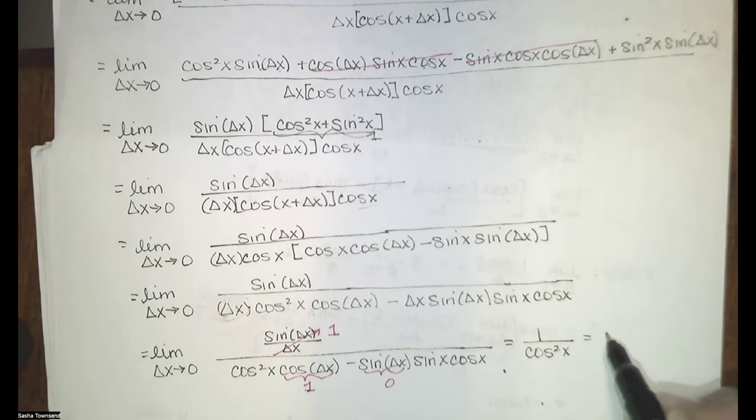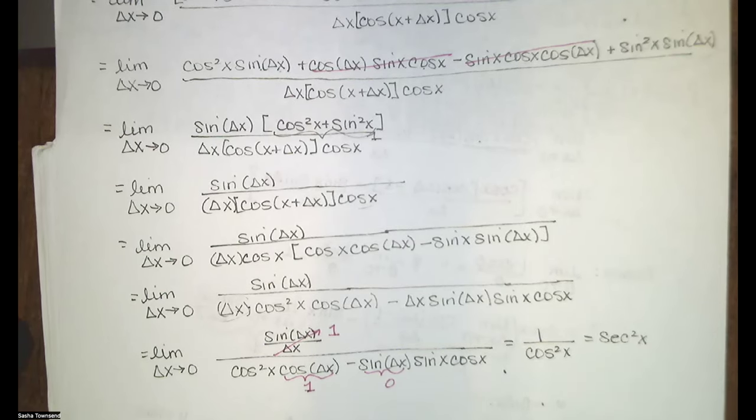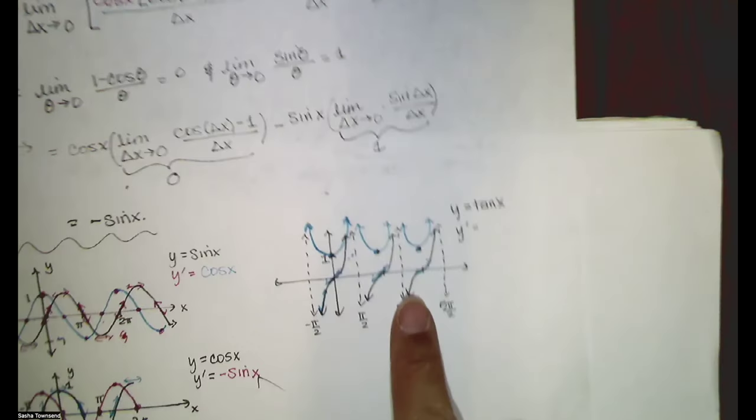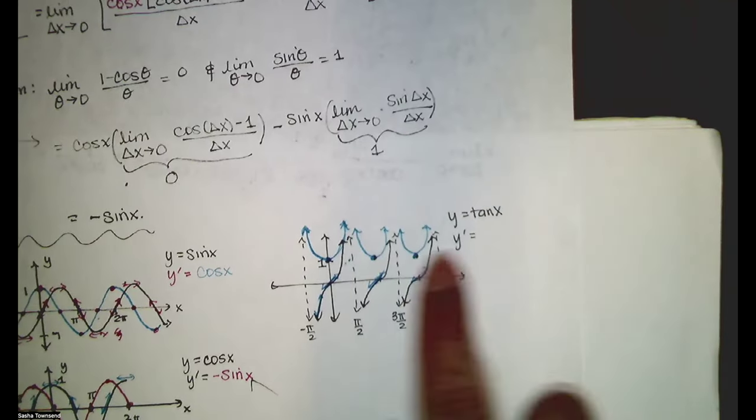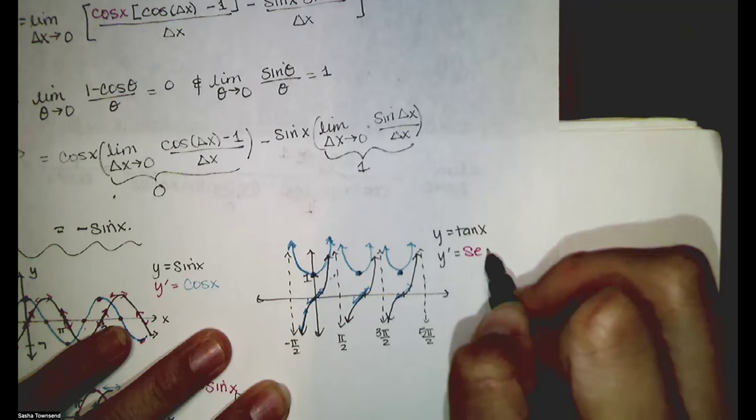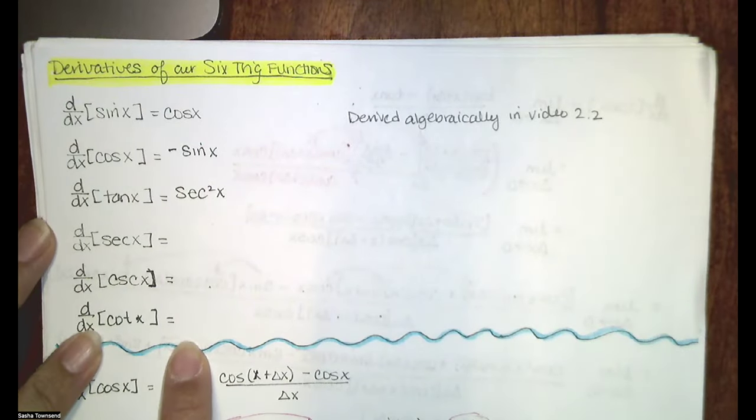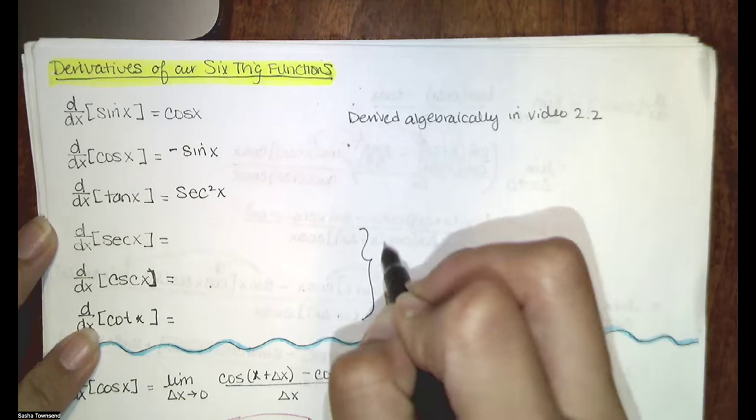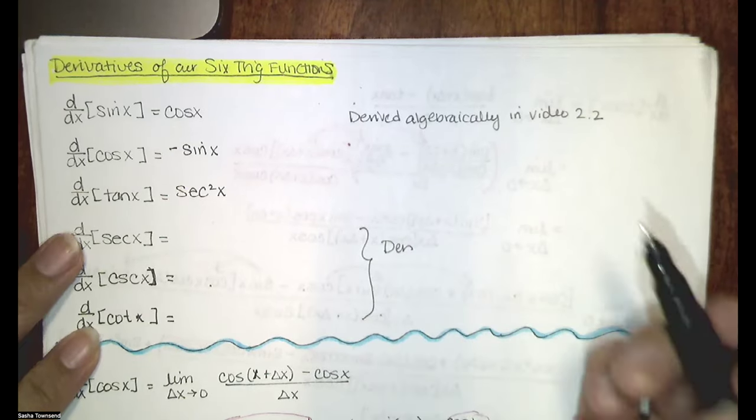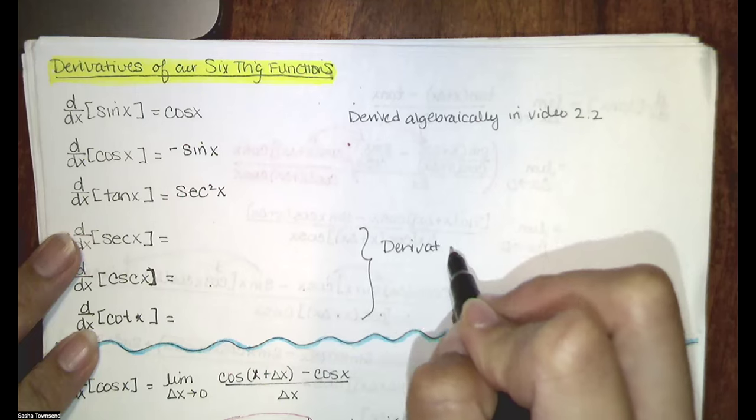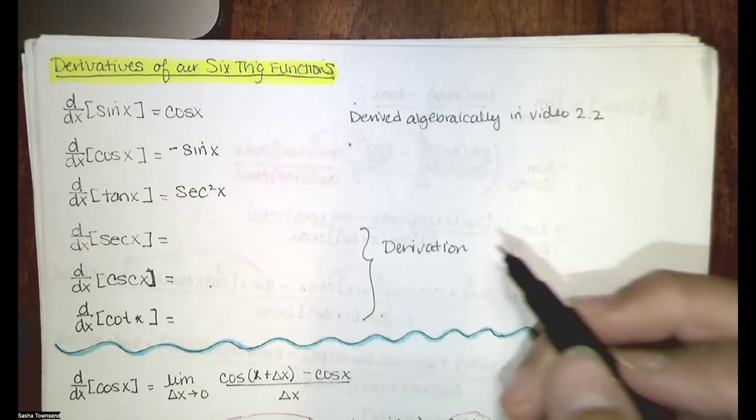And 1 over cosine of x is secant of x. So it ends up being secant squared x, which is consistent with our picture. We said that looks a lot like secant, but it's not secant because it's always positive. Well, it turns out that it's equal to secant squared x. So we've got the derivative of tangent of x is equal to secant squared x. And these other derivatives will be derived using the quotient rule later. And we can rederive the tangent of x derivative using the quotient rule as well after we learn the quotient rule.